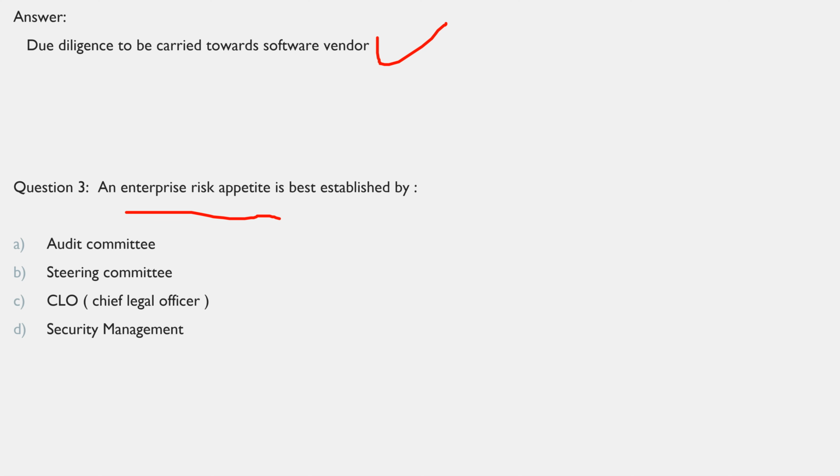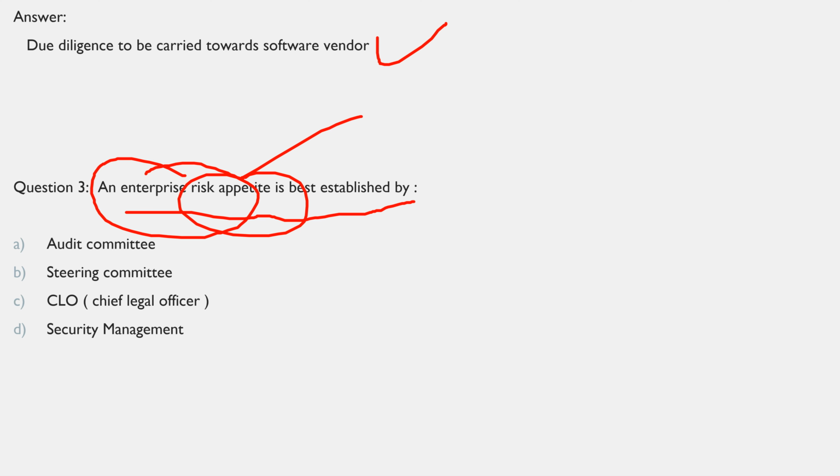An ERM risk appetite is best established by, right? Guys, ERM is enterprise risk management. Risk appetite is the risk acceptable. The options given are audit committee, steering committee, CLO, and security management. Guys, the risk appetite is actually defined by... I'm just moving to the correct answer, which is mentioned in the next slide.